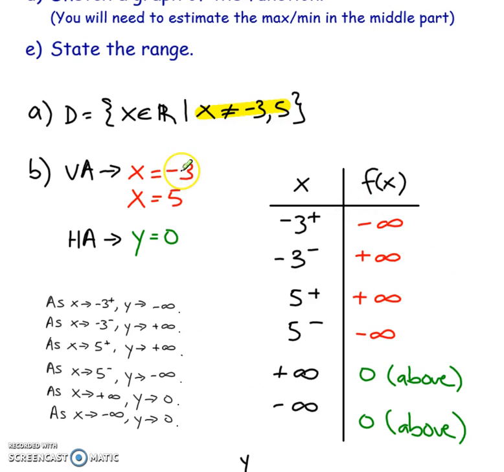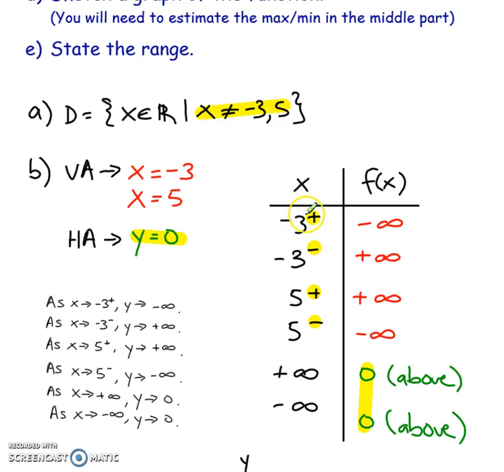Okay, so you're going to have -3 from the right and left. You're going to analyze 5 from the right and left. And we don't really know this answer yet. We actually have to figure it out by putting positive and negative infinity into the table as well. Once you get your answer, this answer is going to be the equation for your horizontal asymptote.